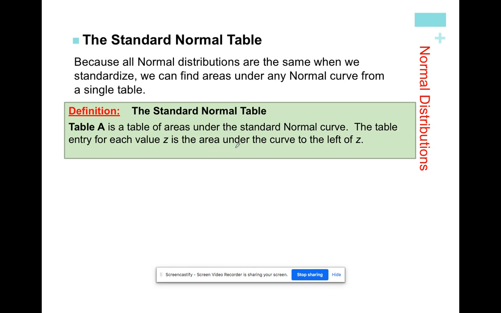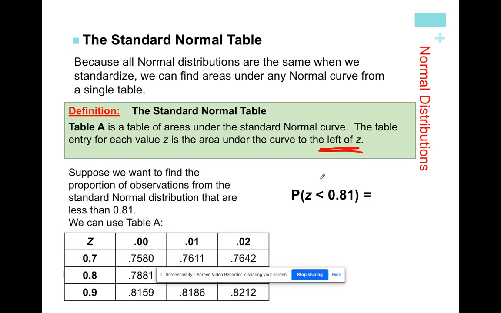The key is that it's the area under the curve to the left of z. So if we want to find the proportion of individuals that are less than a certain value, we can standardize and then go straight to Table A. If we want to find more than a certain value, we have to first find the area less than and then subtract from 1 or subtract from 100%.